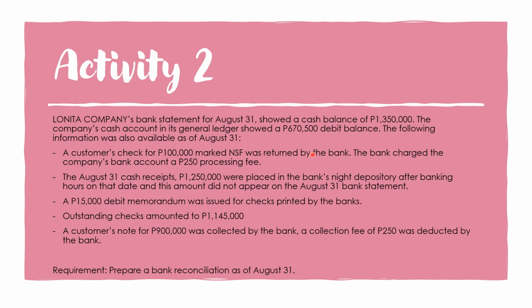Next, so yung first, both are book reconciling items, right? Next, the August 31 cash receipts of 1,250,000 were placed in the bank's night depository after banking hours on that date, and this amount did not appear on the August 31 bank statement. So, this is literally a deposit in transit.